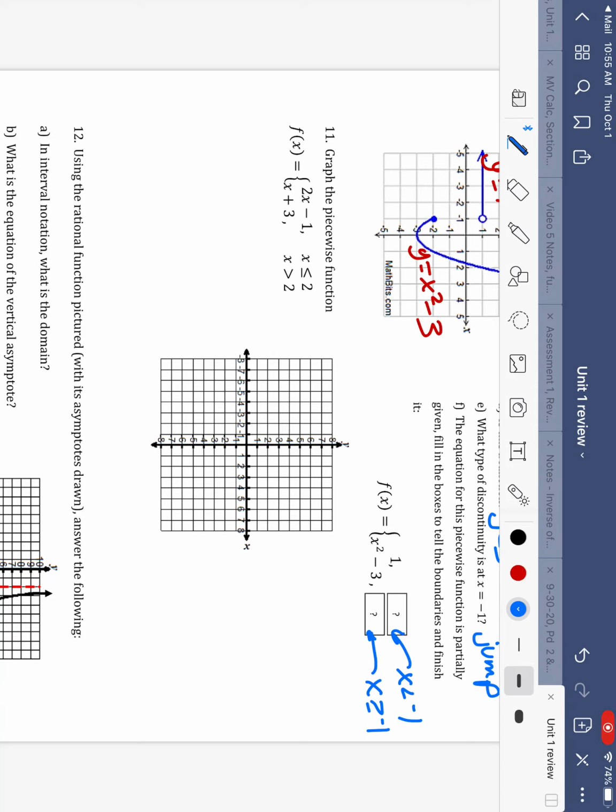All right, so 2x minus 1. If I had 2x minus 1, I would start at negative 1 and go up 2 over 1, and so I would get this graph. You might want to wait a second, or graph this in pencil.